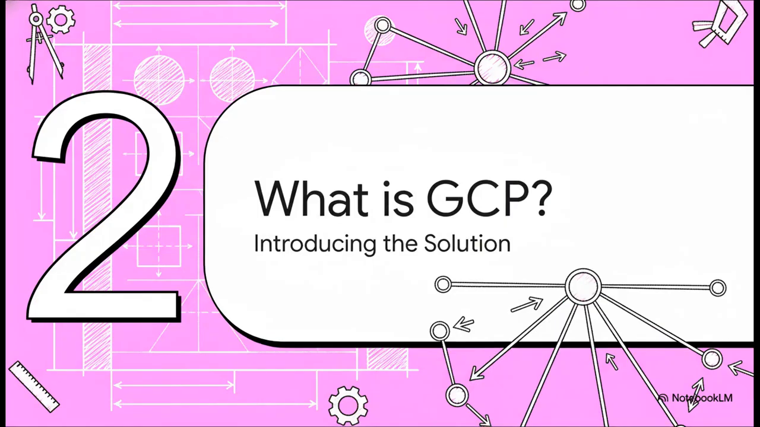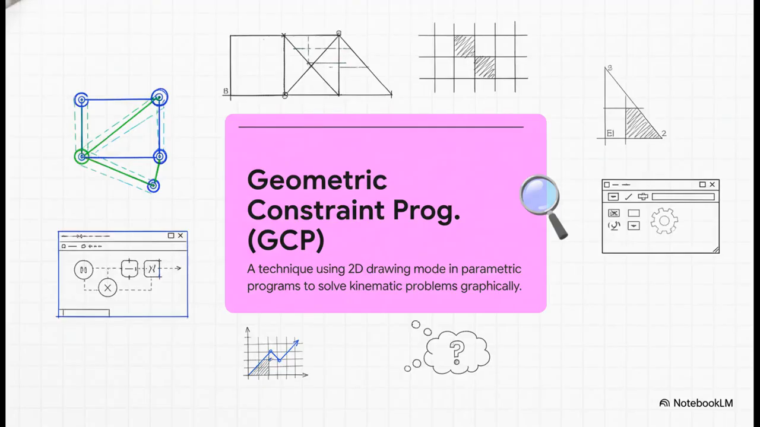But here's the good news. All of that has changed. Modern CAD software has given us this really elegant and, most importantly, accessible solution to this old problem. And that solution is geometric constraint programming. The core idea is actually super simple. You use the 2D sketch mode in the CAD software you already know, like SolidWorks, Inventor, or Creo, to solve these really complex kinematic problems visually. You just draw it, and you let the software handle all that nasty math in the background.